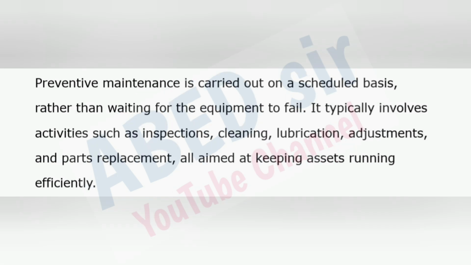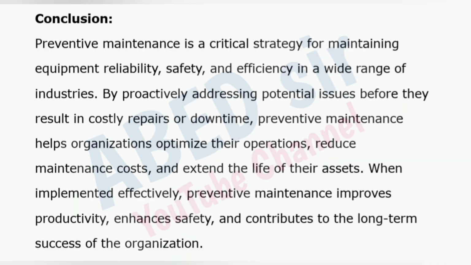Preventive maintenance is carried out on a scheduled basis, rather than waiting for the equipment to fail. It typically involves activities such as inspections, cleaning, lubrication, adjustments, and parts replacement, all aimed at keeping assets running efficiently. Conclusion: preventive maintenance is a critical strategy for maintaining equipment reliability, safety, and efficiency in a wide range of industries.